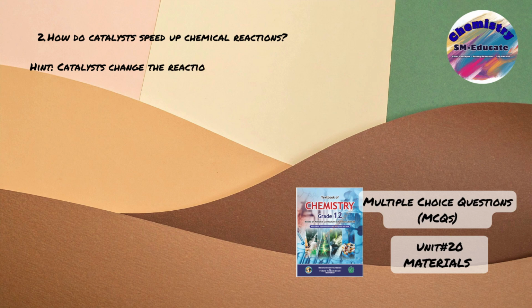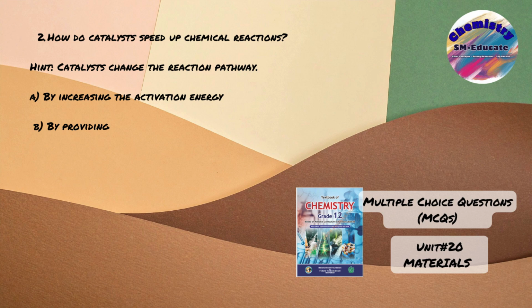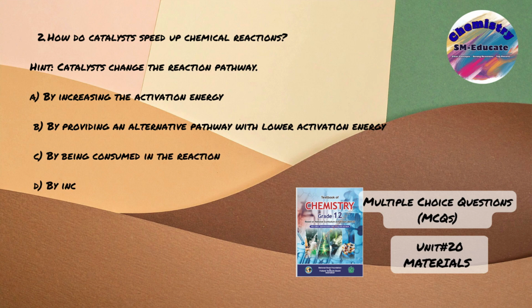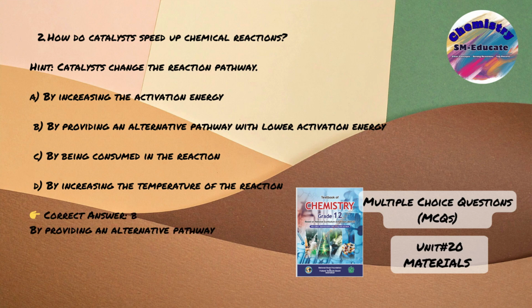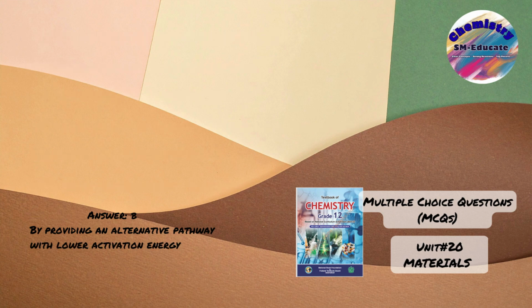2. How do catalysts speed up chemical reactions? Hint: catalysts change the reaction pathway. A. By increasing the activation energy. B. By providing an alternative pathway with lower activation energy. C. By being consumed in the reaction. D. By increasing the temperature of the reaction. Correct answer: B. By providing an alternative pathway with lower activation energy.